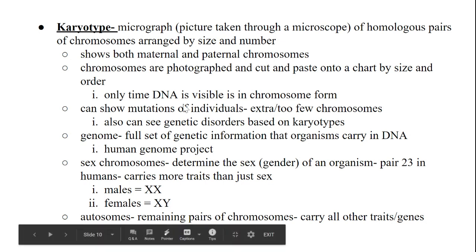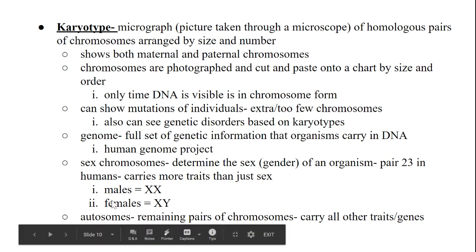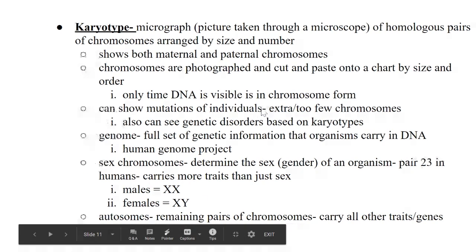Within a karyotype, I have sex chromosomes and autosomes. Sex chromosomes determine the sex. That is pair number 23 in humans. If there's an X and a Y chromosome, it's a male. If there's two X chromosomes, it is a female. All right. And then the autosomes are the remaining 22 pairs, and those carry all of our other traits.